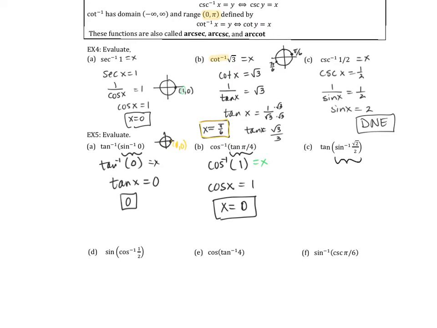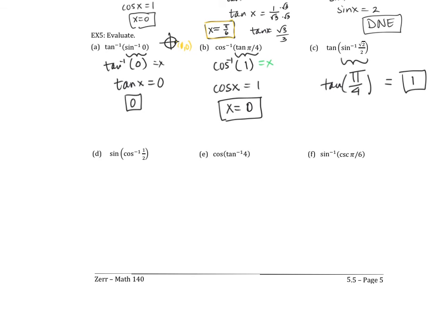Okay, what angle has an output of root 2 over 2? That happens at pi over 4. Okay, and then we take the tangent of that, and we get 1. Okay, let's do a few more.